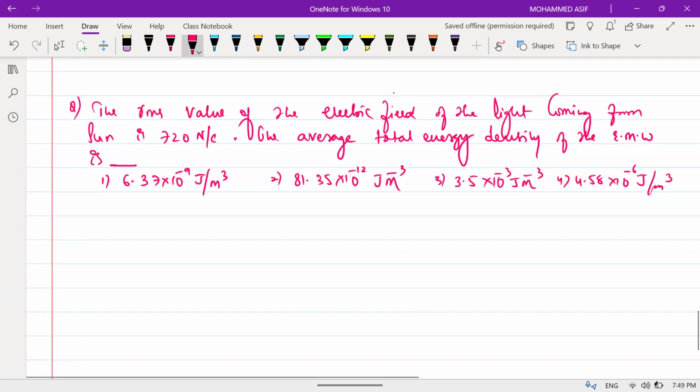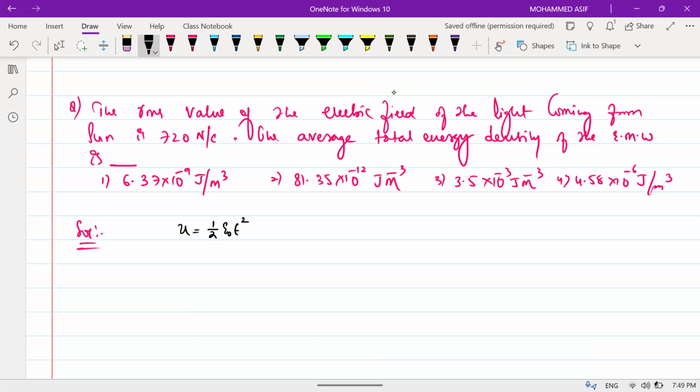The only thing is you should remember the formula of energy density. Electromagnetic waves will surely get you 1 or 2 questions. The RMS value of the electric field of the light coming from the sun he has given me. Average total energy density, that means U. U is equal to half into epsilon naught into E square. He has given me the RMS value. Then how do you calculate the value of E naught? E RMS is equal to E naught divided by root 2. So E naught will be equal to root 2 into E RMS.